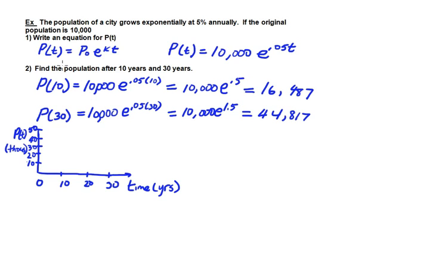And so if we plot these points, when time is equal to 0, we can see that the exponent will be 0, e to the 0 is just equal to 1, and so the population starts off at 10,000. When we are at 10 years, the population is about 16,500, and so we're here. And at 30 years, the population is at about almost 45,000. So we'll put a point here. And we can see that the trajectory of this graph is increasing, and the rate of increase is going up.